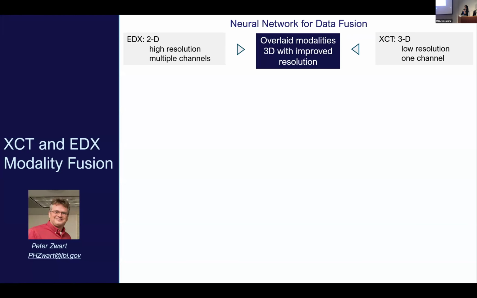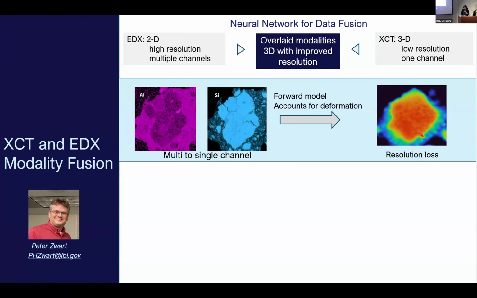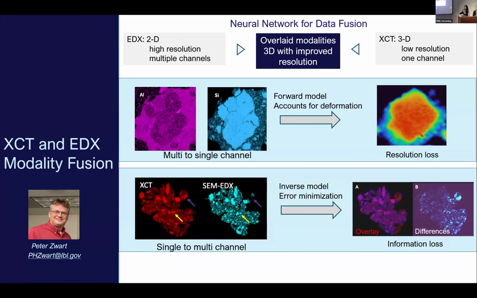The other approach is with Peter Swart. He is going to talk about this, so I don't want to go into details. But here he's using a neural network for data fusion. It needs a lot more computing power. The goal is to use the 2D EDX data and the 3D XCT data, overlay those modalities, and get a three-dimensional image with improved resolution. This is our goal. But no matter what process we're using, we see either resolution loss or information loss.